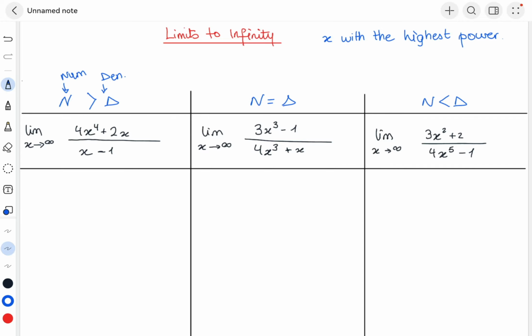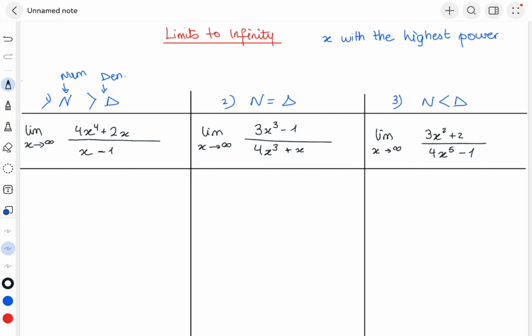We have three cases: the highest power in the numerator is greater than the highest power in the denominator; the highest power in the numerator is equal to the highest power in the denominator; and the highest power in the numerator is less than the highest power in the denominator. I put an example for each one so that we can understand more. Now, let's start with the first one.